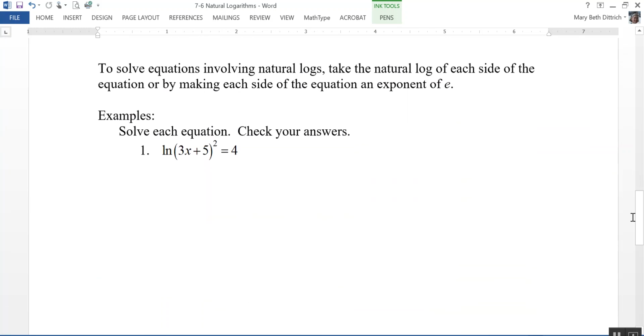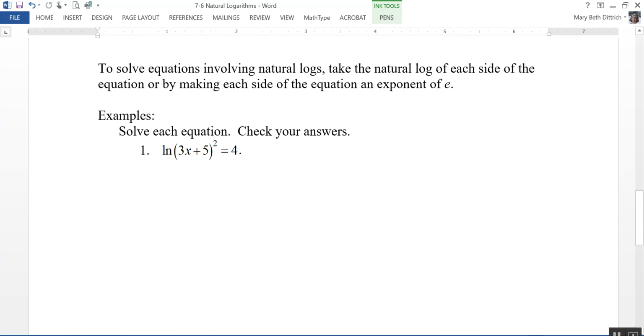To solve equations involving natural logs, we're going to do one of two things. Depending on what we're given, one way we can solve it is to take the natural log of each side of the equation, or we can make each side of the equation an exponent of e. We'll take a look at an example of each of those. First example, solve this equation, check your answers. We have the natural log of the quantity 3x plus 5 raised to the second power equals 4.